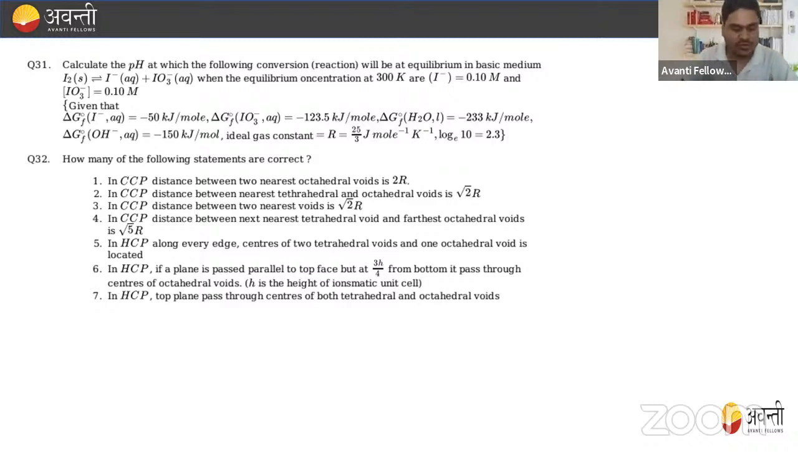So first of all, calculate the pH at which the following conversion reaction will be at equilibrium in the basic medium: I2, I negative, IO3 negative, where the equilibrium concentration at 300 Kelvin is 0.10 molar, and this is given. Given that delta G is this, you have to calculate the pH. So first of all, you need to balance the equation in the basic medium.